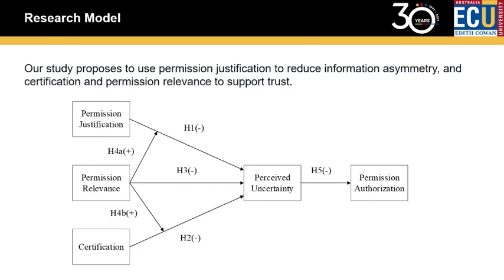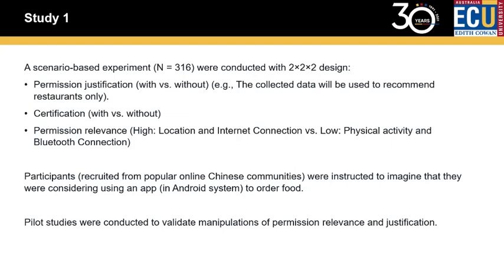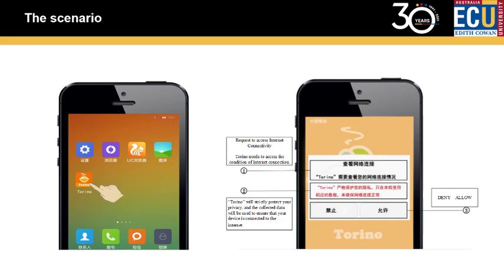Our model is tested by a scenario-based experiment with a 2x2x2 design. Participants are instructed to imagine that they are considering using an app to order food. We also conducted pilot studies to validate our measures and manipulations. So here is one example of our interface. And permission basically can include justifications, which explain what information is being requested.